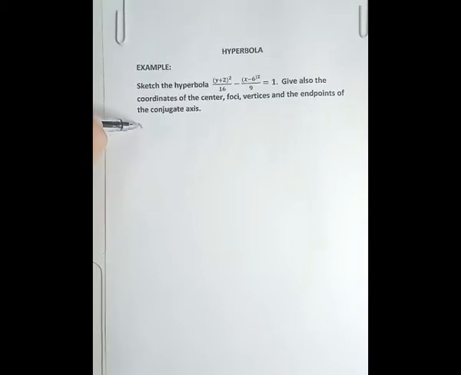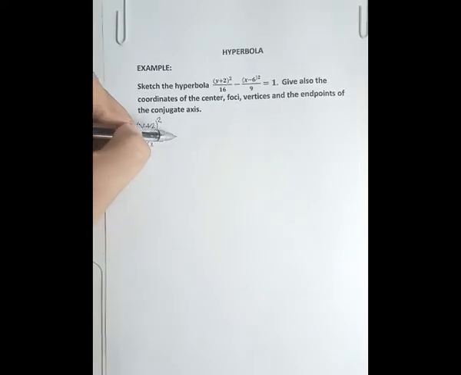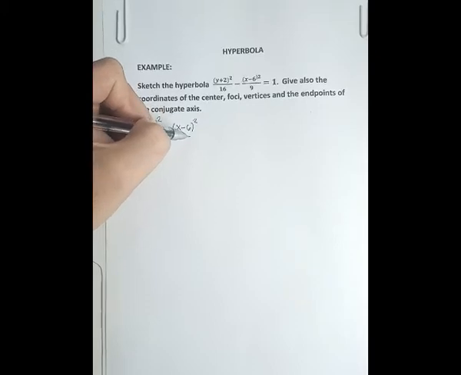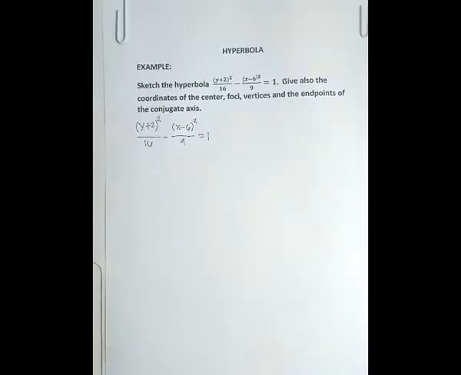So our hyperbola is (y plus 2) squared over 16 minus (x minus 6) squared over 9 equals 1.